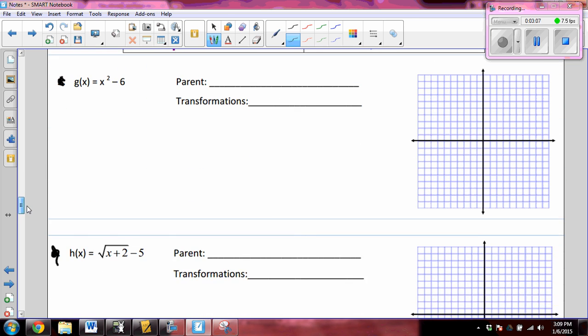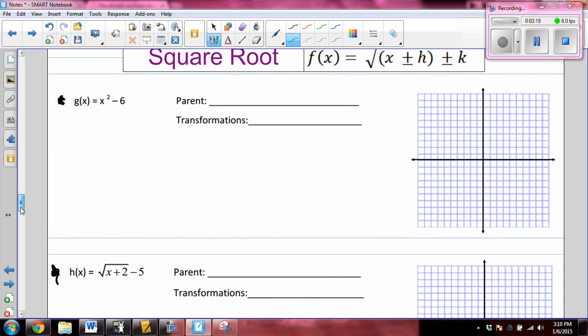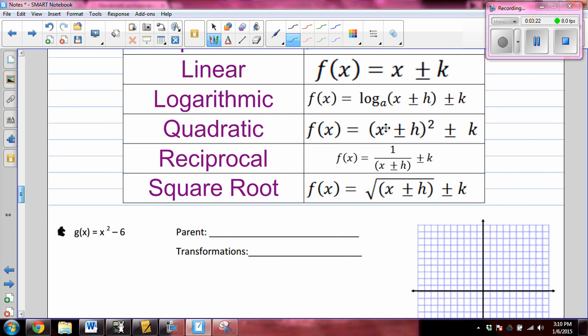All right, let's try an example. I have g of x equals x squared minus 6. The first thing that I want you to do is tell me the parent function. So I can look at this, and then I look at my table above, and I need to find the one that it looks like. Well, here's an x squared. Here's a square. So I'm going to say it's quadratic.